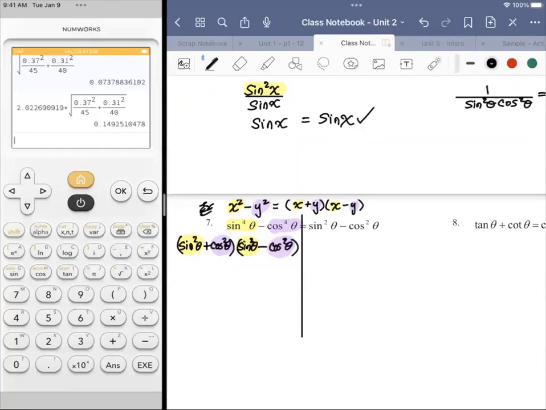And then you take a little sneak peek from the left side to the right side. I'm looking for sine squared minus cosine squared. I have that. And I would ask myself, if I can just get that sine squared theta plus cosine squared theta to be equal to 1, then I'll have what I need. As it turns out, this is the Pythagorean identity. This is equal to 1. So 1 times sine squared theta minus cosine squared theta. It happens to be exactly what I was looking for.